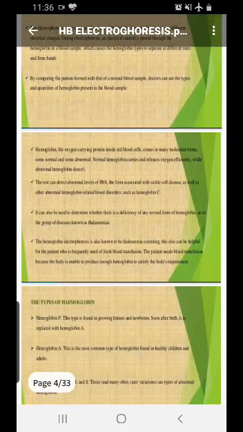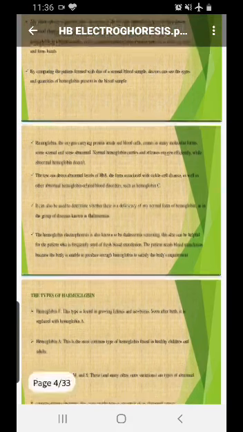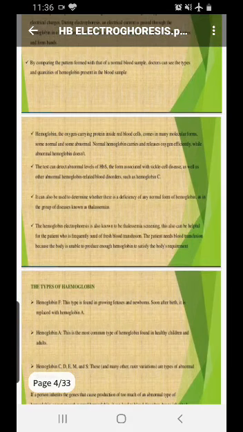By comparing the pattern, you can see the types and the quantities of hemoglobin present in the blood sample. Hemoglobin basically is an oxygen carrying protein inside the RBCs. It carries the oxygen from the lungs to the different parts of the body, which helps in oxygenation and subsequent metabolism. Now, hemoglobins are of different types. We will talk about it.